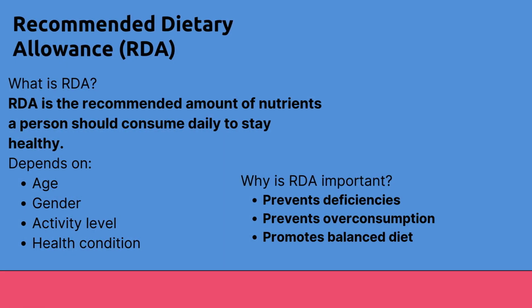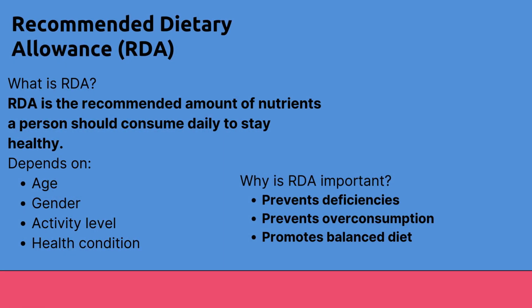So then we're done with the organic compounds. Now we will look at something called the recommended dietary allowance. So this is the recommended amount of nutrients a person should consume daily to stay healthy. It's like a guide. So obviously it is different for everybody because it would depend on your age, your gender, your activity level, and your health conditions.